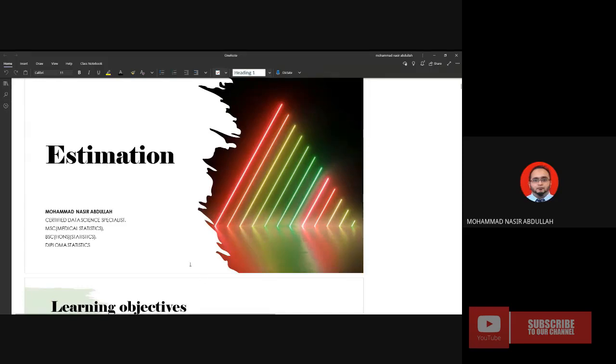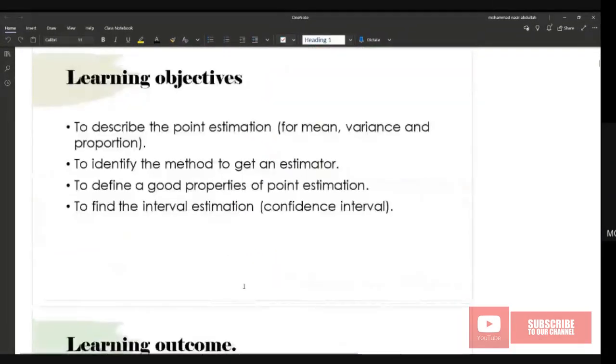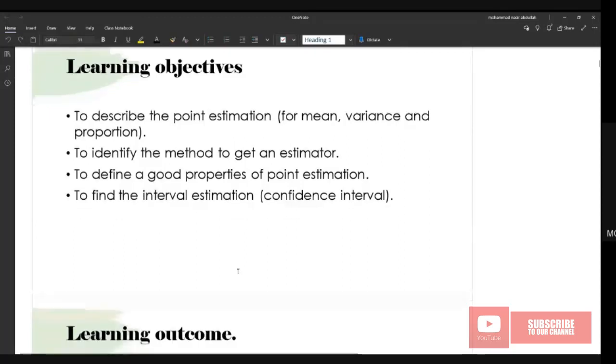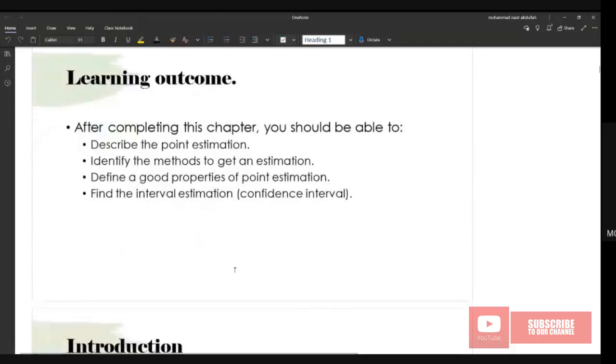So today we're going to start a new topic, which is chapter number 2, estimation. The learning objectives, I'll go through very fast. First is to describe the point estimation for mean, variance, and proportion. Second is to identify the method to get an estimator. Third is to define the good properties of a point estimation, and last is to find the interval estimation. After you complete this chapter, you should be able to describe the point estimation, identify the method to get an estimator, define good properties of point estimation, and find interval estimation.